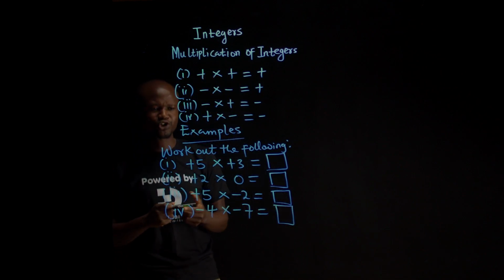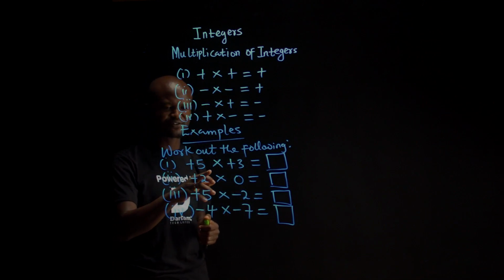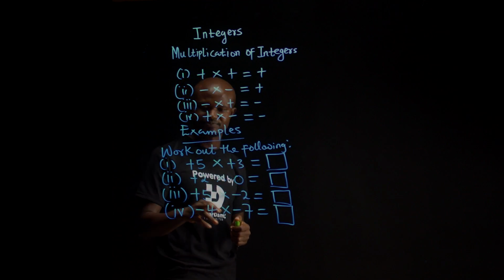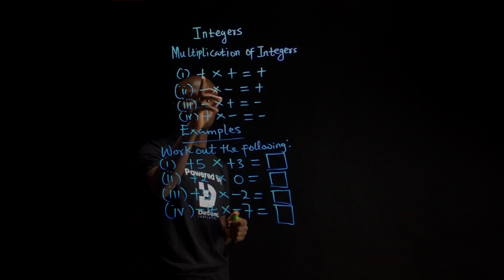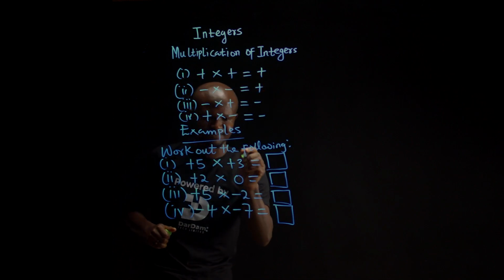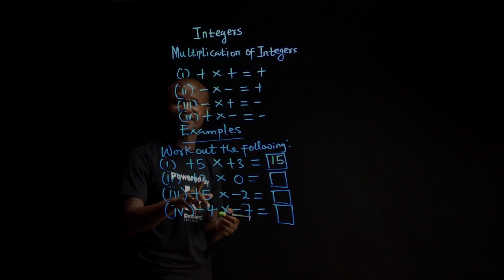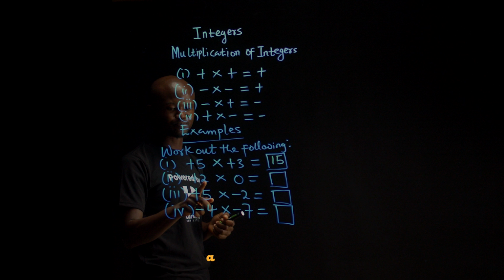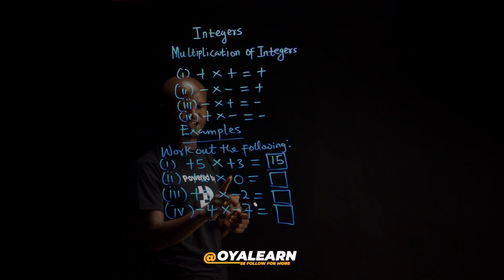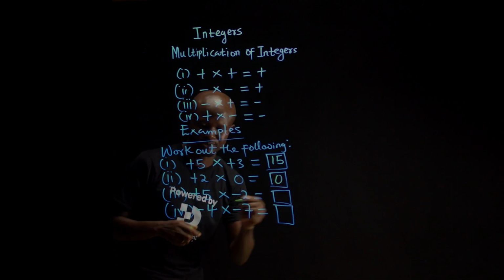Now, how do we solve the following questions? The first one we have plus 5 times plus 3. Plus times plus, based on the rules that we're having here, plus times plus, that is plus. So it means that 5 times 3, what do we have? 15. The second one we have here is plus 2 times 0. Any number multiplied by 0 will give you 0. So we have this to be equal to 0.